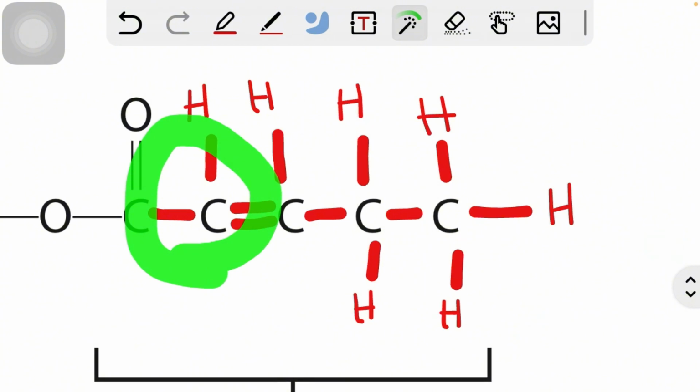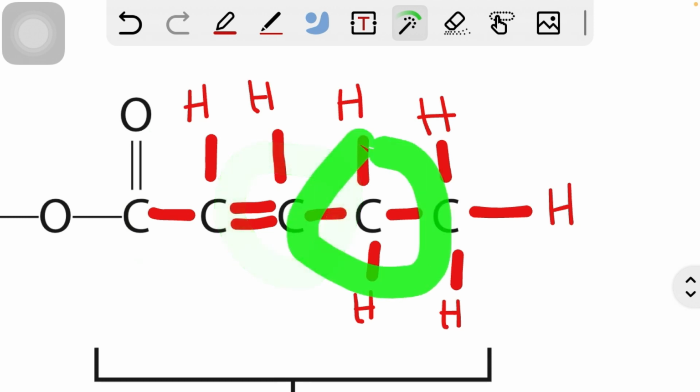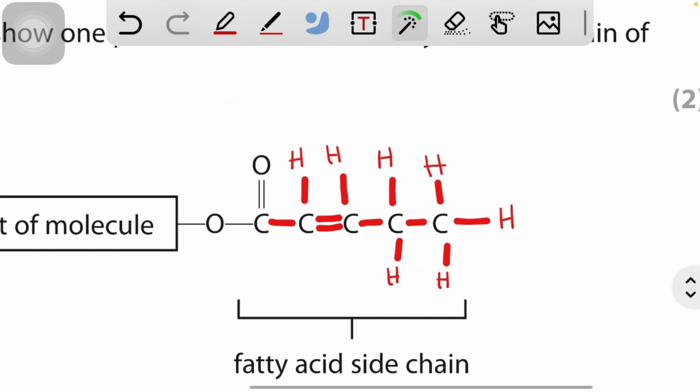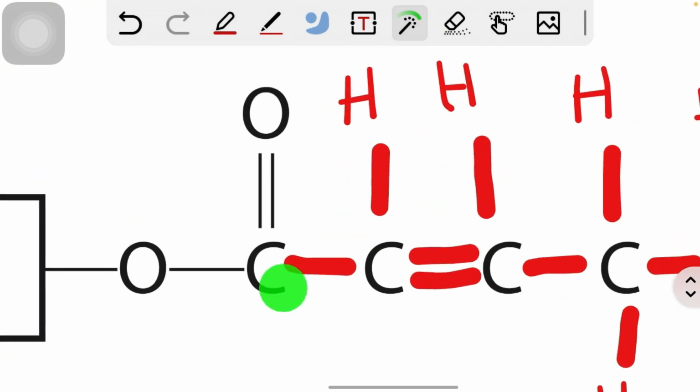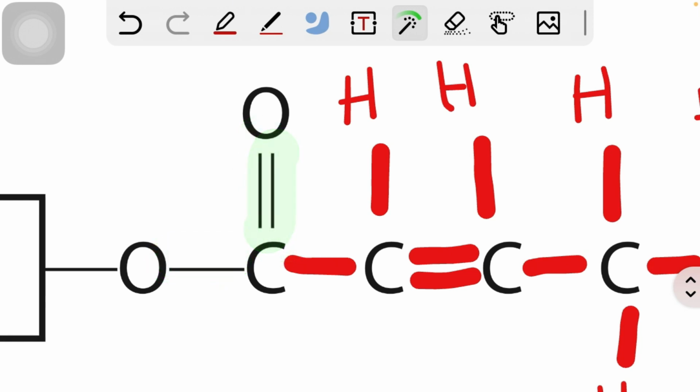This carbon has 4 bonds. Fine. This carbon also has 1, 2, 3, 4, 4 bonds. 1, 2, 3, 4. 1, 2, 3, 4. Okay. So this is that. We cannot give a double bond here. Why? Because this is already bonded with oxygen, right? It has 3 bonds, right? So we have only 1 bond left. That's why it's only a single bond and not a double bond. Okay.